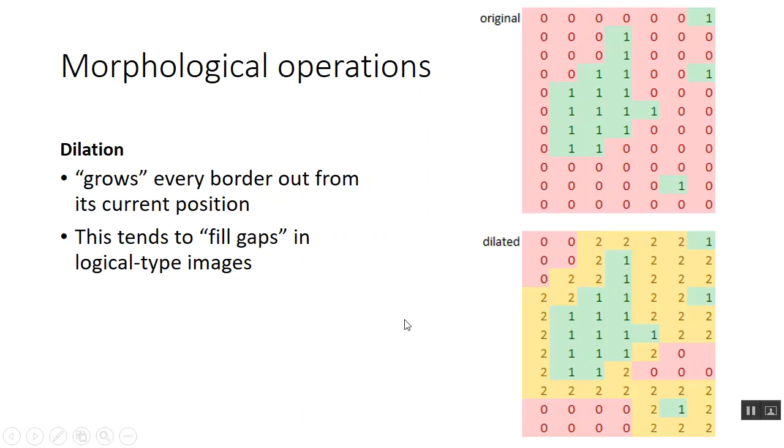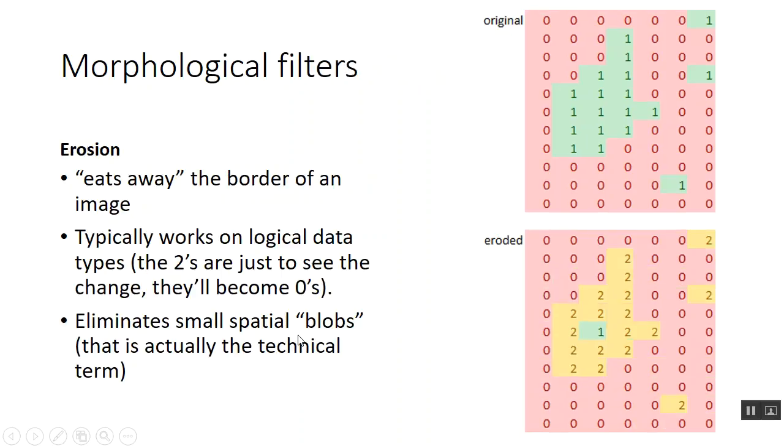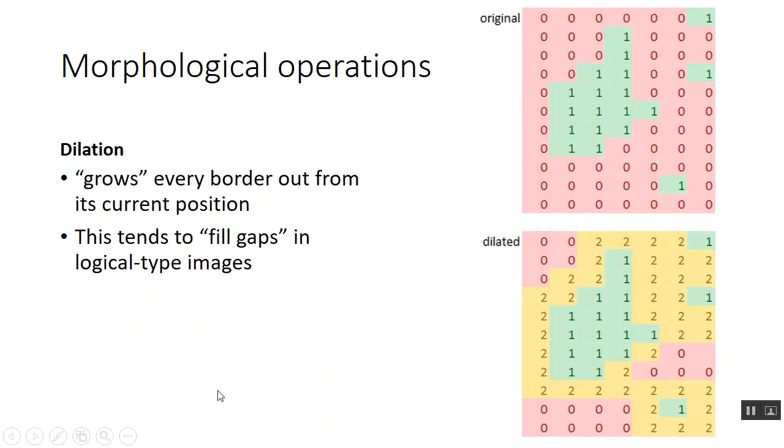So like I forgot to mention here, with erosion, it tends to eliminate small spatial blobs, and blobs actually is the technical term, but these guys are going to get eliminated. This was big enough so that there was a center part to it. So with dilation, what this tends to do is to fill gaps. So you can see how it actually connected all of these guys together. So these gaps that were in here got connected.